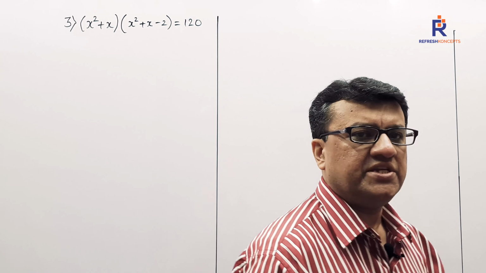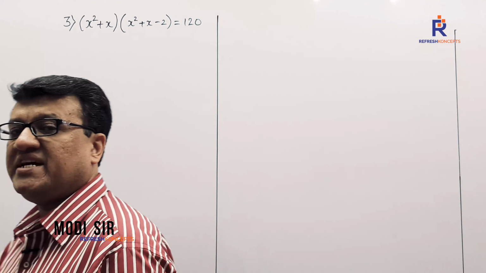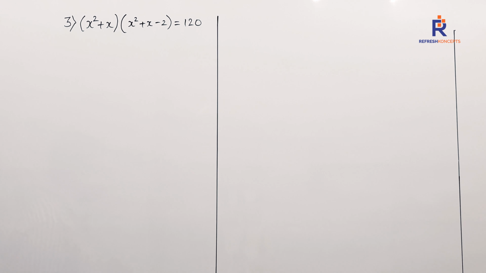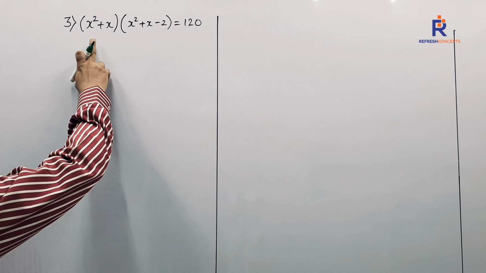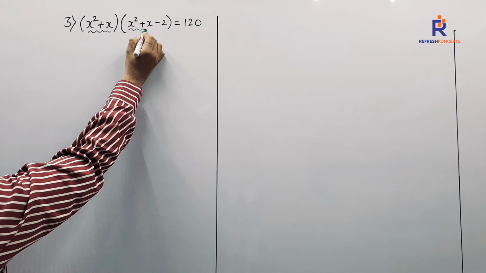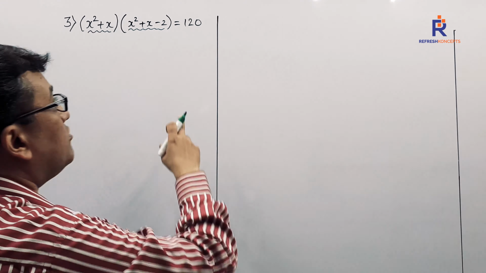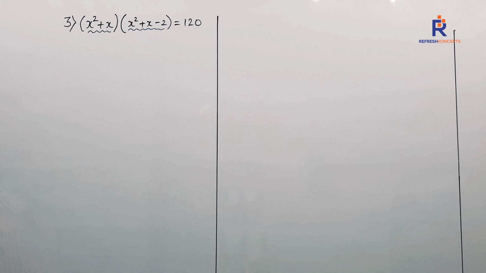Let's see the third question now. If you pay attention to the question, it's slightly different than what we have done in question number 1 and question number 2. What difference do we see is, here there is a binomial and here there is a trinomial. Product of binomial and a trinomial equal to 128 is what is given to us.